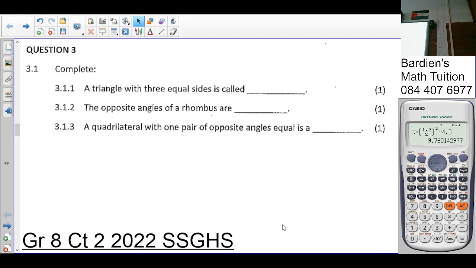Okay. Question 3.1, it says complete. A triangle with 3 equal sides is called an? It's called an equilateral triangle. People, when this question comes up, I don't want you to write the whole story out. You just write equilateral triangle in the space provided. Some of you wrote the whole story and almost the whole question paper into the space provided.